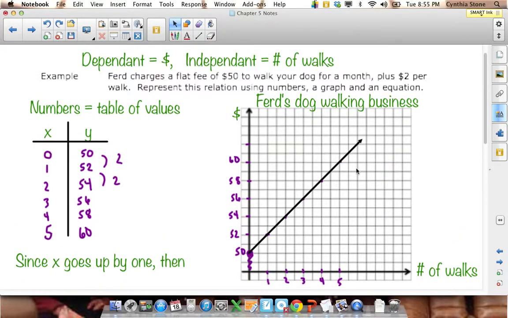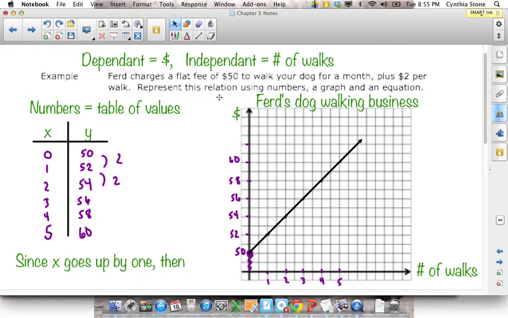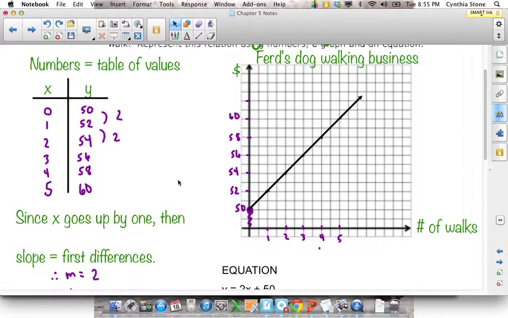Okay, so we've done it with numbers. We've done it with the graph. That's done. That's done. Now let's make an equation. For the equation, we need the slope and we need the y-intercept. Because this is going up by 1s, the slope is equal to the first differences, so m equals 2.